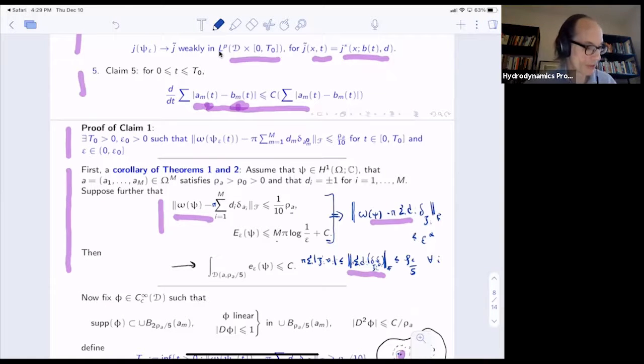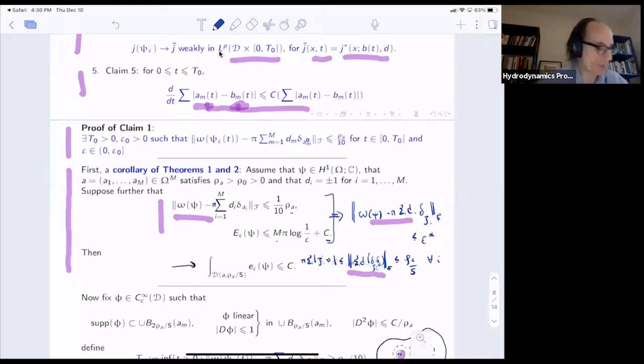Rough information about the vortex locations is sufficient, and rough information about the energy is sufficient to tell us that if we stay away from the approximate vortex locations, the energy is uniformly bounded. Okay, so this is an ingredient in claim 1.